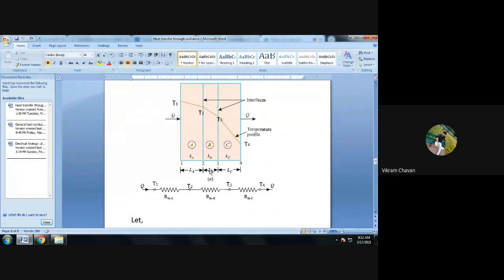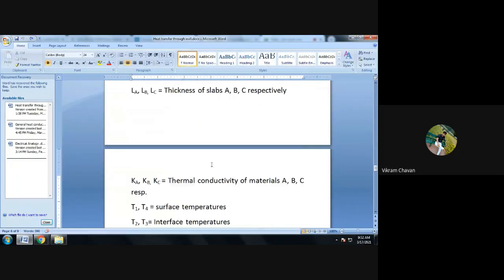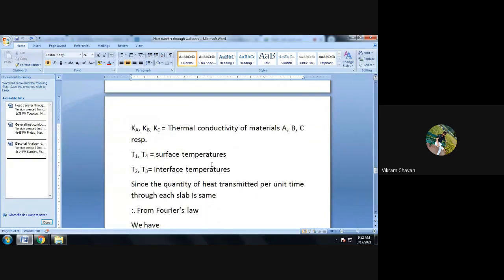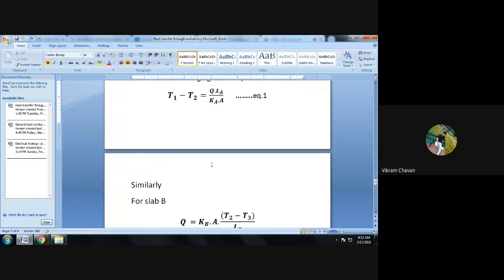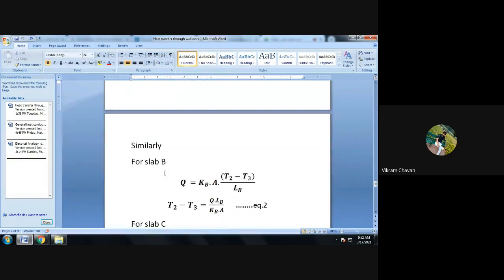Okay, its thickness is L suffix B. On that basis, on that data, we can apply Fourier's law for slab B. So similarly, for slab B, Q, the heat transfer through slab B, is equal to K suffix B multiplied by area multiplied by T2 minus T3 divided by L suffix B.